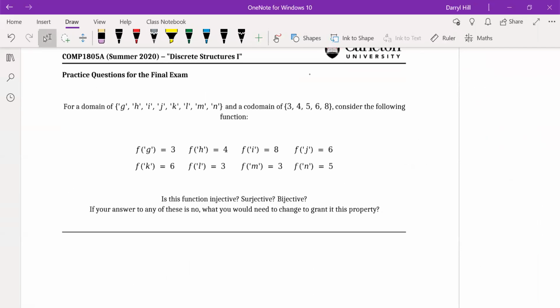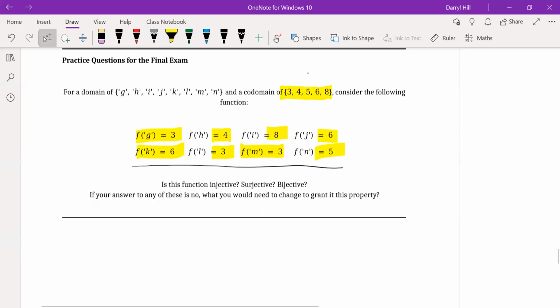Functions. So this function, is it injective, surjective, bijective? Let's say, is it injective first of all? No, it's not injective, because M maps to 3 and G maps to 3. So it's not one-to-one. Is it surjective? Yes, it is surjective because every member of the codomain is part of the range, so every member gets mapped to. Bijective, well, it has to be injective and surjective, so it's not bijective.